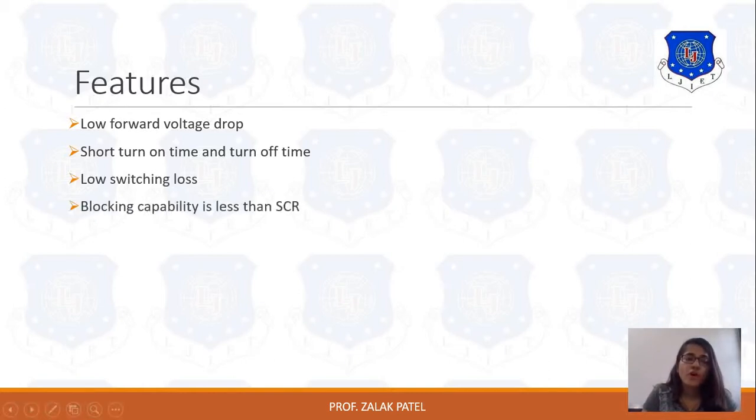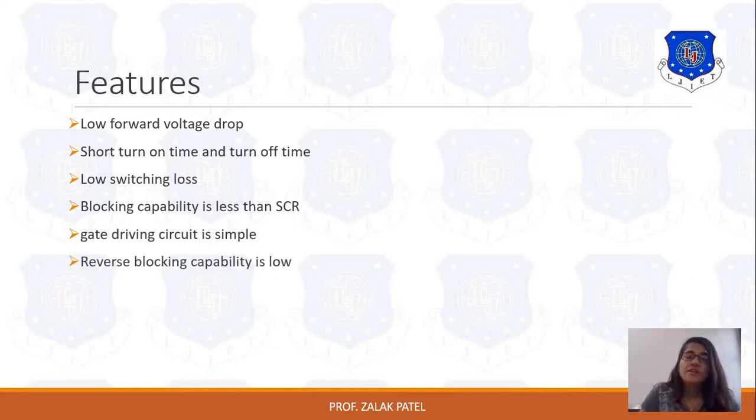Because of the low forward voltage drop, its blocking capability is less compared to SCR. Also, the gate driving circuit is simple because, as we saw in the last slide, one MOSFET will drive the transistor and then the transistor takes conduction between the other transistors. So the gate driving circuit is very simple. Also, reverse blocking capability is low because of the lower value of breakdown voltage. It also provides voltage control because of the gate terminal. So these are the various features of MCT.